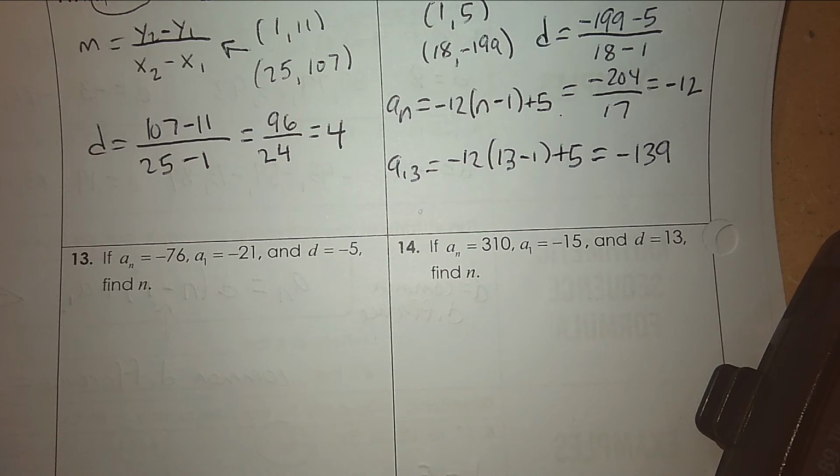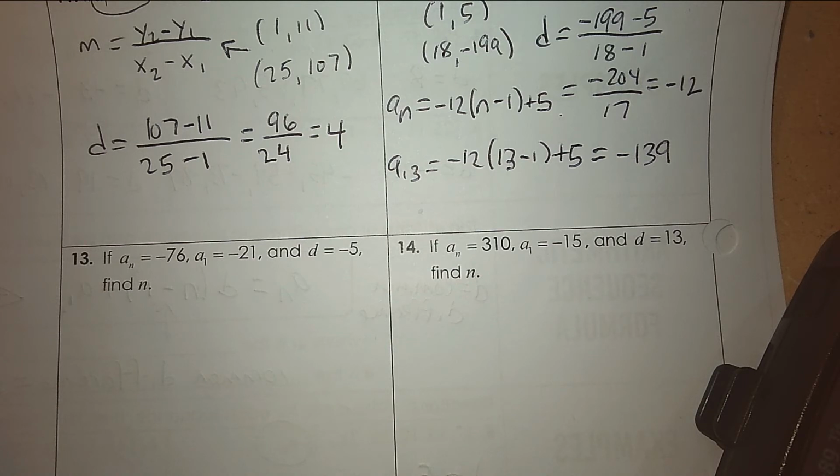Take the information given and find what it's looking for. So read it. What does that mean, find n? That means find what term number is negative 76, right? Is it the 5th term, the 8th term, the 20th term? That's what we're looking for. We have a linear rule to write down. So the linear rule is an equals. What's the common difference?